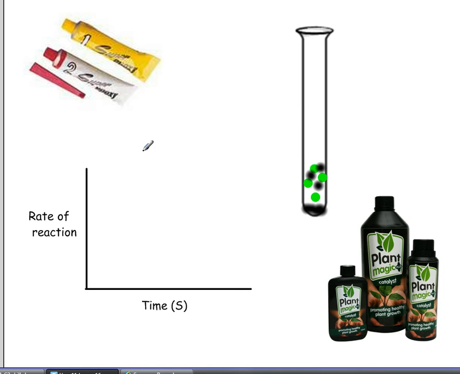So industries use this all the time to lower the amount of energy they need to cause a reaction. So they add the catalyst, the reaction's at a much lower temperature, and then it's much cheaper. Okay.